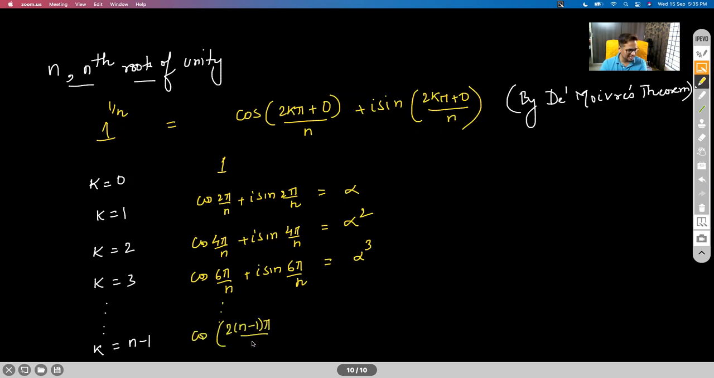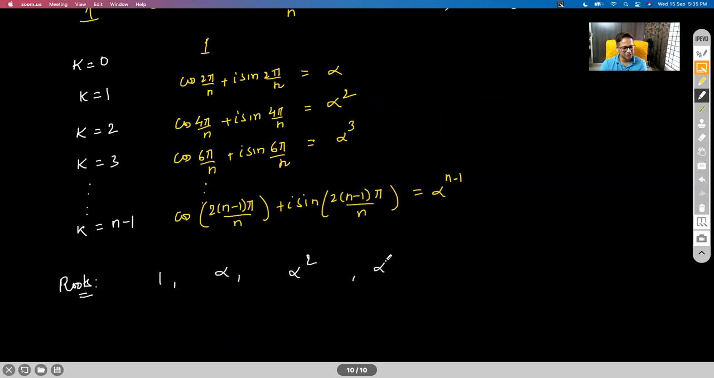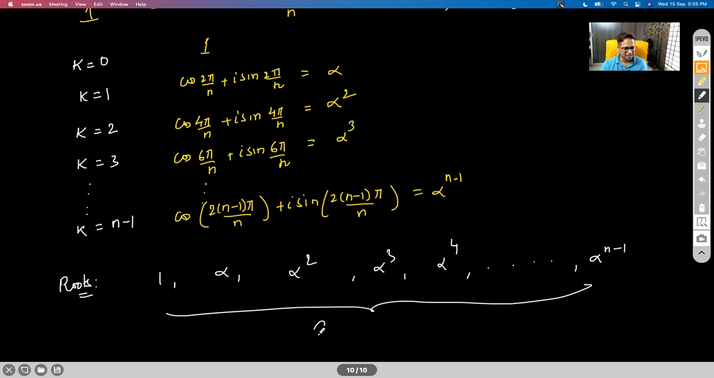If you keep on doing this, you would realize that the last one that I have over here, that means your nth root, will be alpha to the power n minus 1. What I wanted you to appreciate here is that they again look like a geometric progression, isn't it? 1, alpha, alpha square, alpha cube, alpha to the power 4, alpha to the power n. So they look like a geometric progression.